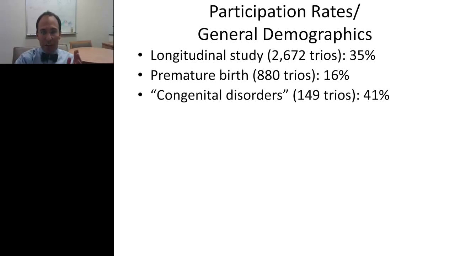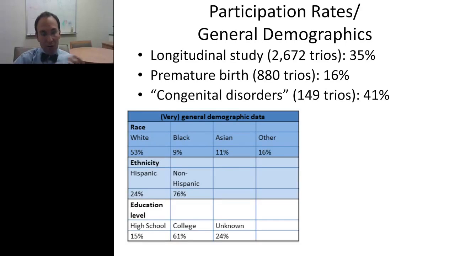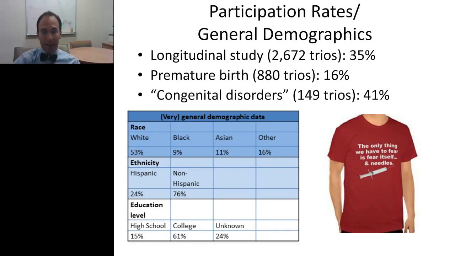To give you a sense of general demographics in our studies, those three main studies: in the longitudinal study, about a third of people participate. In our study on premature birth with cases and controls, fewer participated, about 16%. Those folks were approached after delivery, and many of those families have other things on their mind when they have an extremely premature child than participating in a genomic research study. For our congenital disorder study, we have about a 41% participation rate, again of eligible approached families. This is very general overall demographic data. I'll show you some more specifics in later slides, but it's a pretty socioeconomically and ancestrally diverse group of participants.